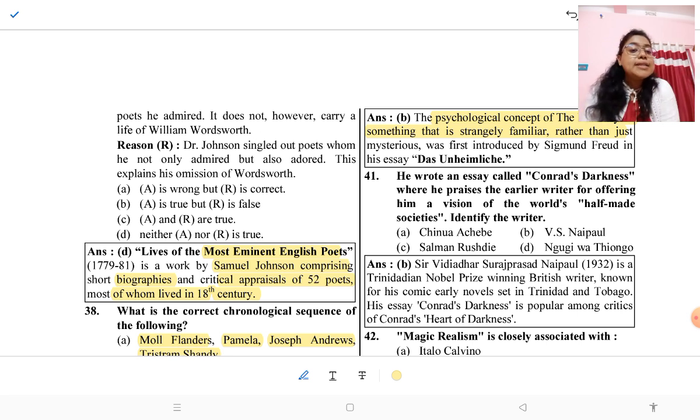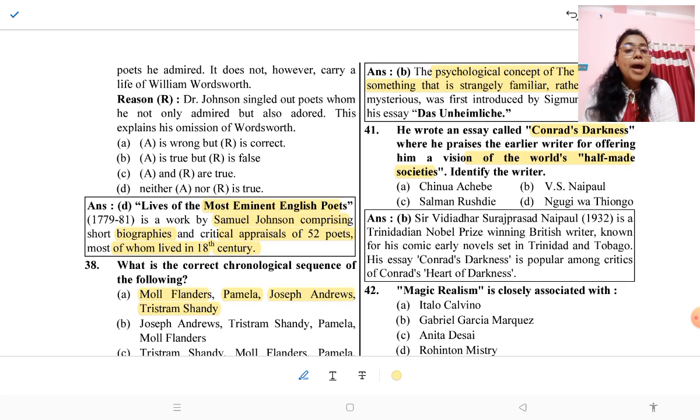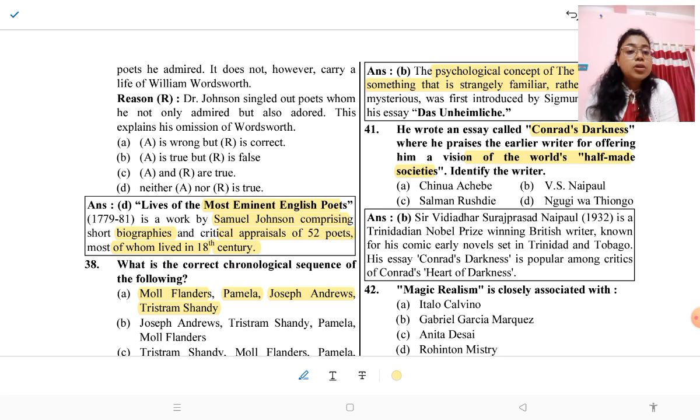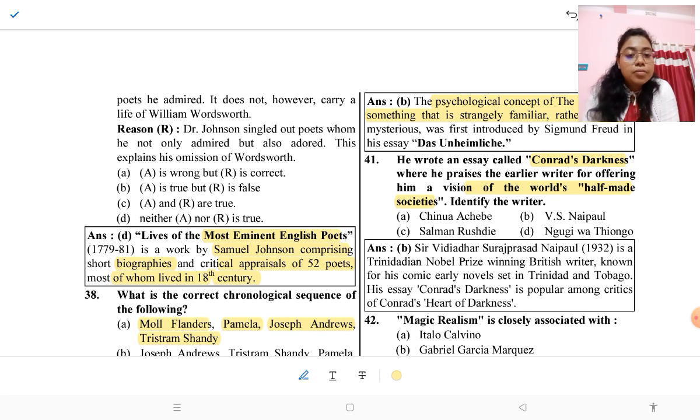Then, he wrote an essay called Conrad's Darkness, where he praised the earlier writer for offering him a vision of the world's half-made societies, and it was by Chinua Achebe, right? Sorry, it was maybe my mistake. Chinua Achebe also talked about Conrad, so I thought the answer would be Chinua Achebe. But here he wrote an essay, Conrad's Darkness, where he praises the earlier writer for offering him a vision of the world's half-made societies. Identify the writer, and it was V.S. Naipaul.